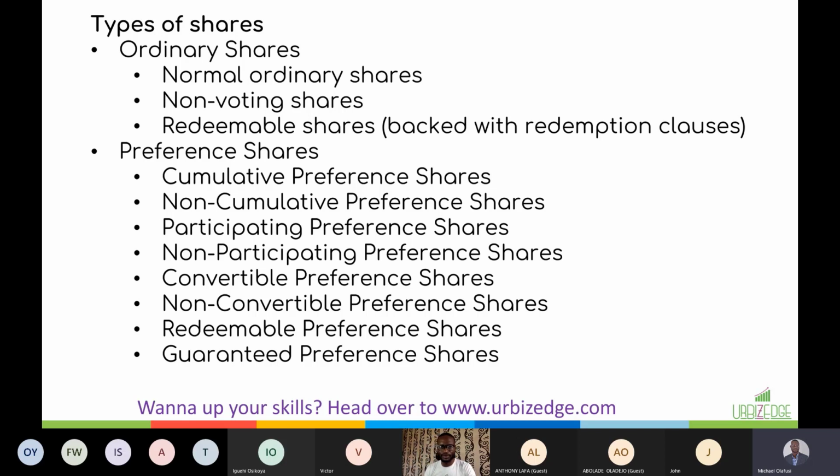Then guaranteed preference shares means that whether the company makes a profit or not, the board cannot override your getting a dividend. So as a preference share holder on the guaranteed class, your dividend is on the same level as a loan.